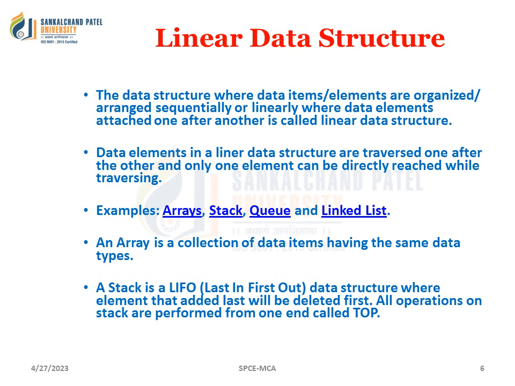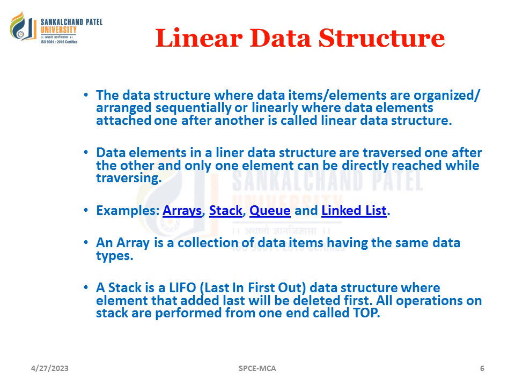Now the first one is called the linear data structure. So why is it called the linear data structure? It is the data structure where the data items and elements are organized and arranged in a sequential manner. That's why it's called a linear data structure. It means the data are arranged, managed, and stored in a sequence, starting from 1, 2, 3, 4, 5. That's called a sequential way.